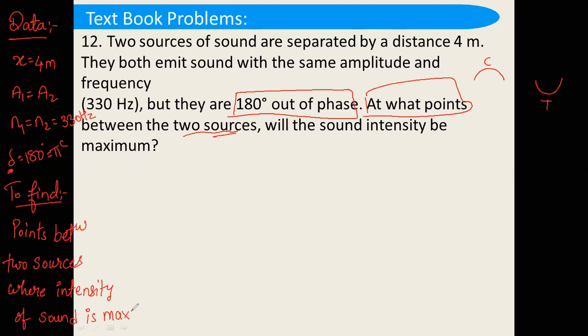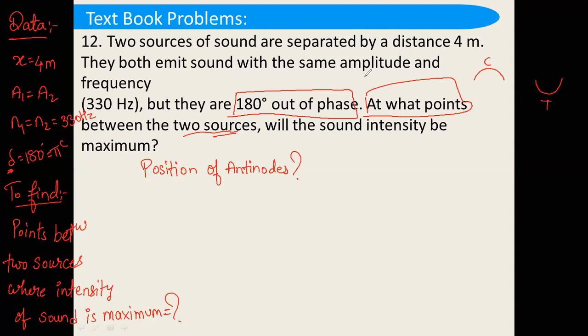So what do you think, in the stationary wave, at which positions will the intensity of sound be maximum? At the node, or at the antinode? Obviously at the antinodes, because there is larger displacement, so the intensity of sound will be maximum at the antinodes. So what is to be calculated is the position of antinodes. In short, we are interested in the position of antinodes.